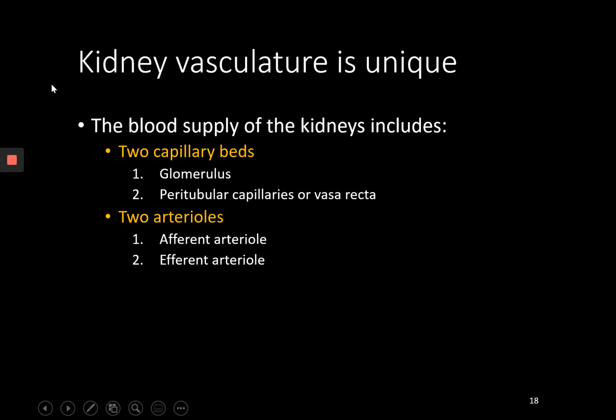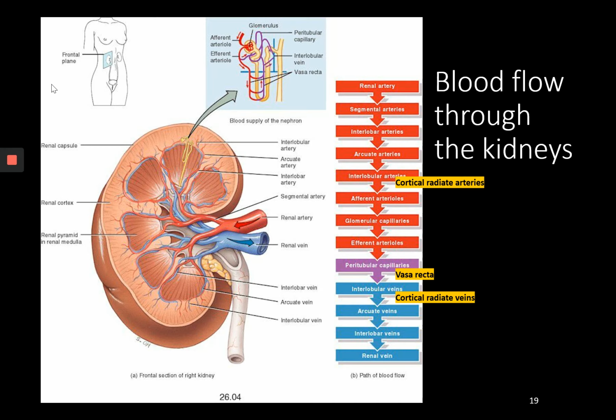So you've probably noticed that the kidney vasculature is pretty unique. We haven't seen two capillary beds or two arterioles in any other tissue. So the fact that the kidneys have two capillary beds, which are the glomerulus and either the paratubular capillaries or the vasa recta, and that they have two arterioles, an afferent that brings blood to the glomerulus and an efferent that drains blood from the glomerulus, is really unique. So if you're asked about what is unique to the kidney vasculature, meaning blood supply, this is what you want to list. The two capillary beds and the two arterioles are extremely unique.